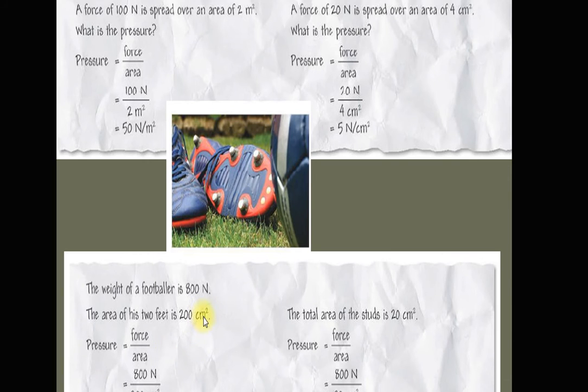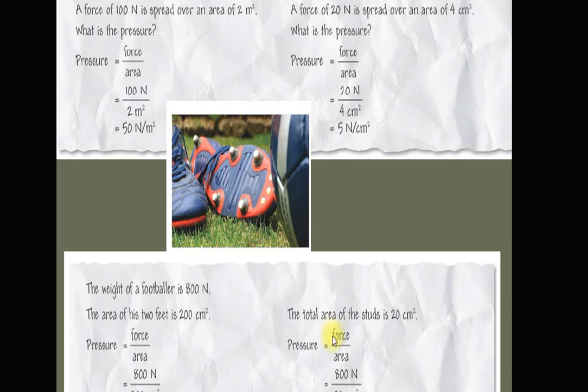Notice that I'm using centimeter square because the unit here is centimeter square. Okay, the previous one we did here, it should be 4 centimeters square. So 20 over 4 centimeters square, which is the area, will give us 5 Newton per centimeter square.